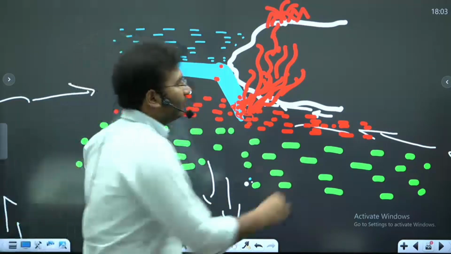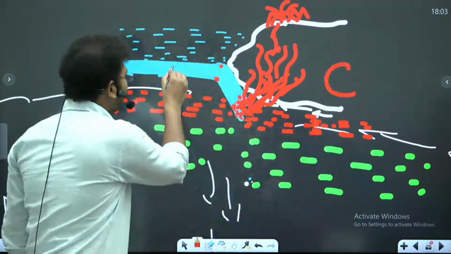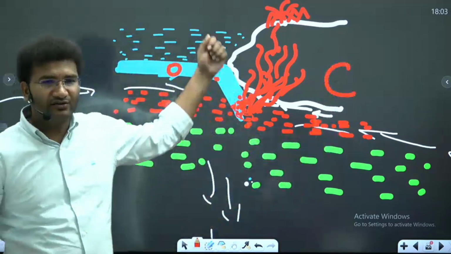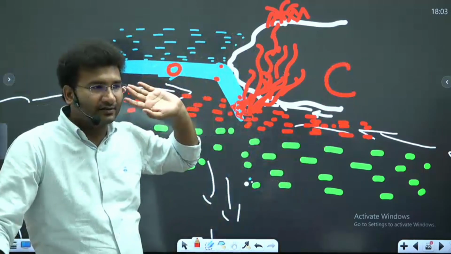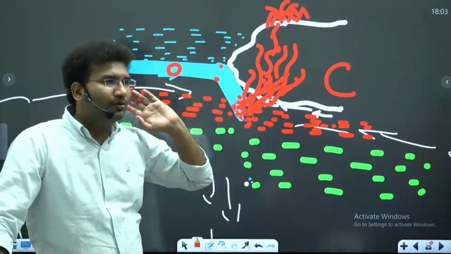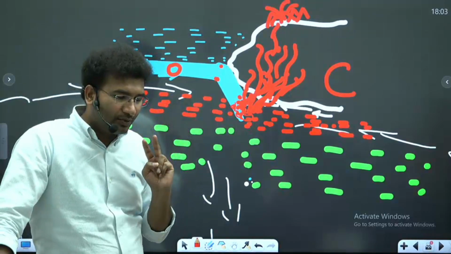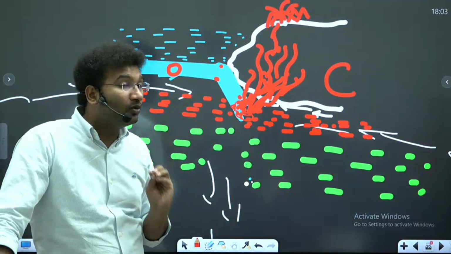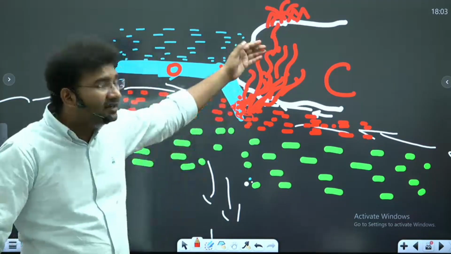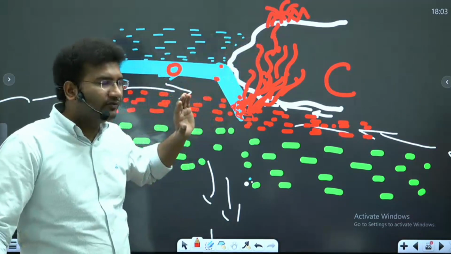Wherever you have continent and ocean convergence, volcanoes are bound to be present. Ocean and continent, volcanoes are bound to be present, and mountains are bound to be present. Now, how are the Andes mountains formed? Andes mountain formation is like this.